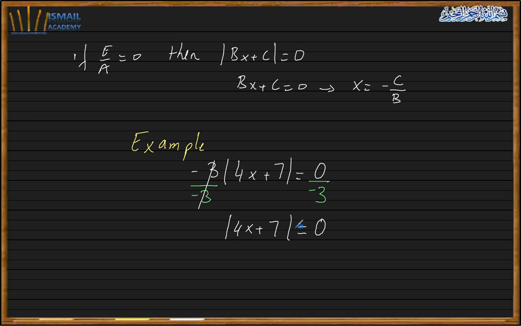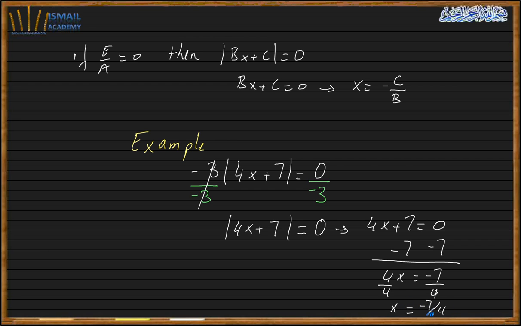So there's no minus or plus 0. There's only 0. So this is going to lead me to 4x plus 7 equals 0. Then I solve as linear equations. So minus 7 both sides. So I got 4x equal minus 7 and divide by 4, minus 7 over 4.